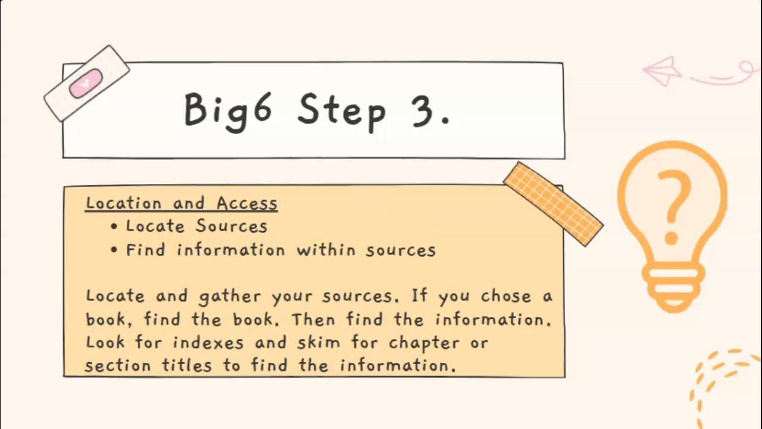Step 3 is location and access. This is where you locate the sources and find information within those sources. So, locate and gather your sources. If you choose a book, find the book. Then, find the information. Look for indexes and skim for chapter or section titles to find that information you're looking for.